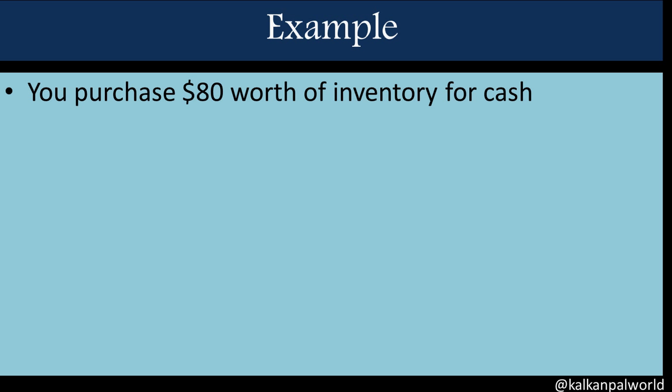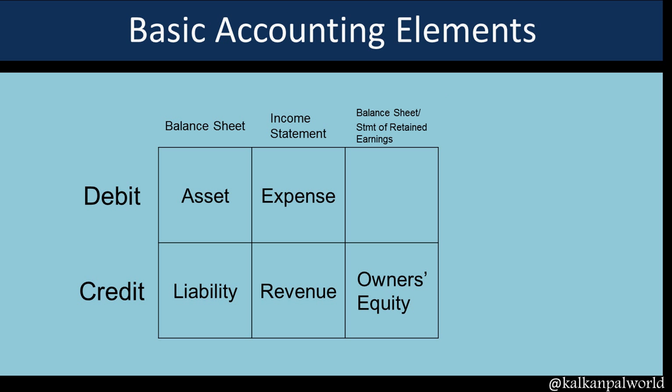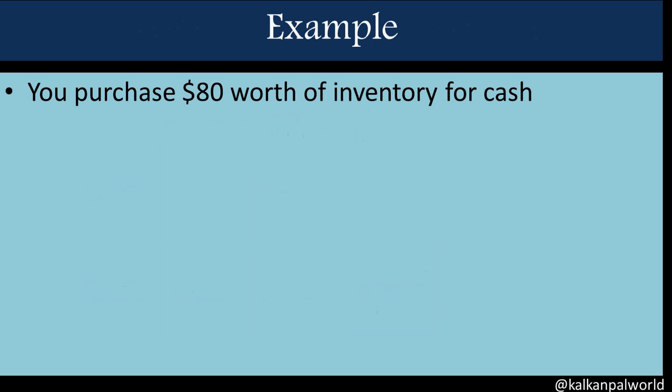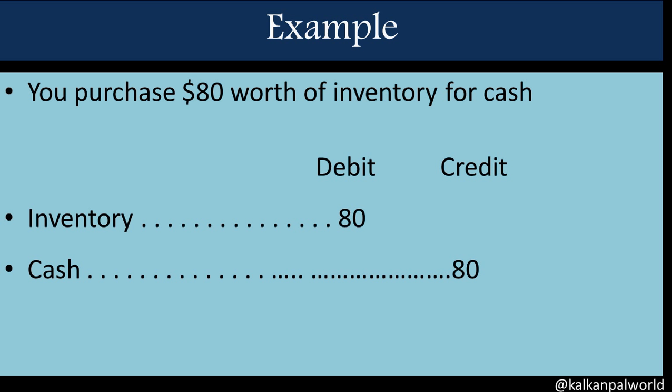From the previous table, we can see that whenever the asset account goes up, it will be a debit entry, and whenever the asset account goes down, it will be a credit entry. So if we apply it to this business transaction, we can see that the inventory account is going up, so it is a debit entry. The cash account is going down, therefore it is a credit entry. Both are asset accounts.